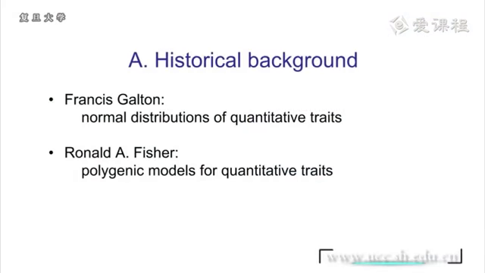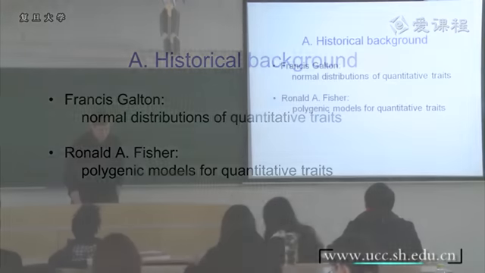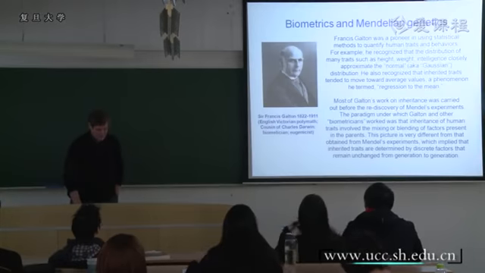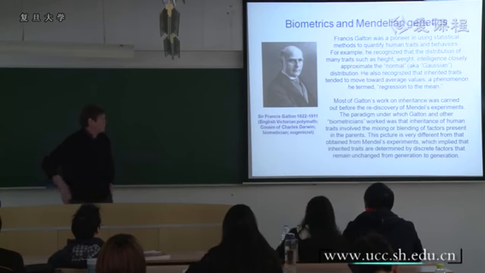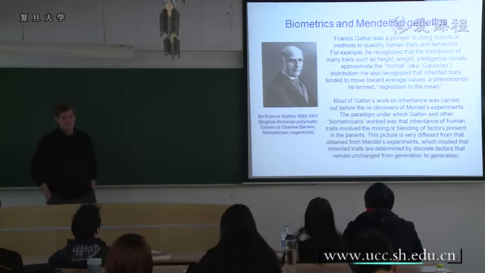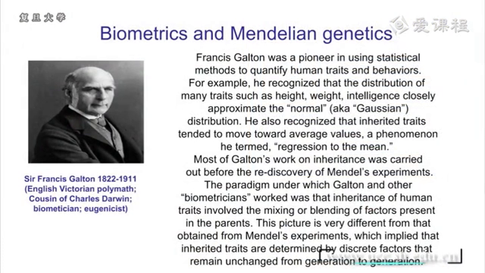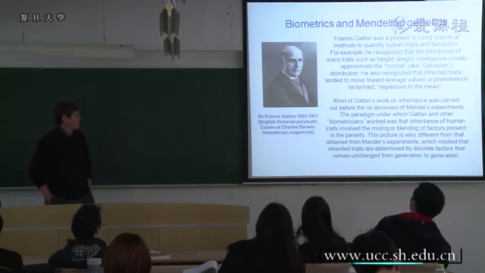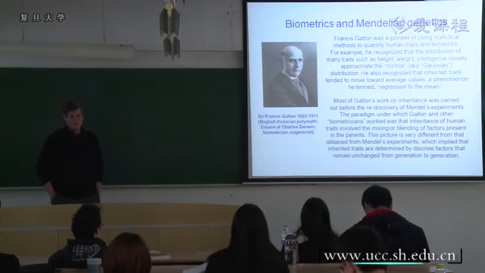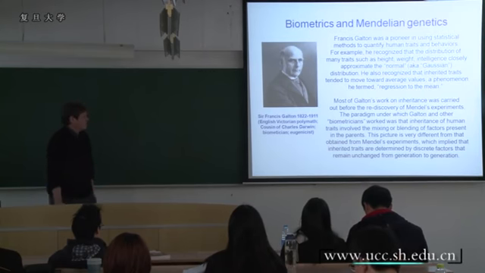Okay, so for the historical background, we're going to talk about Francis Galton and Ronald Fisher. Francis Galton was a very prominent scientist in the second half of the 19th century. He is distantly related, a cousin, I think, of Charles Darwin, who, as you know, revolutionized biological thinking by discovering the process by which evolution takes place.